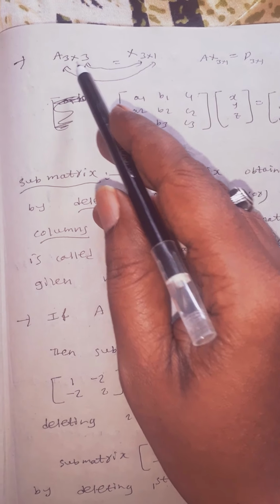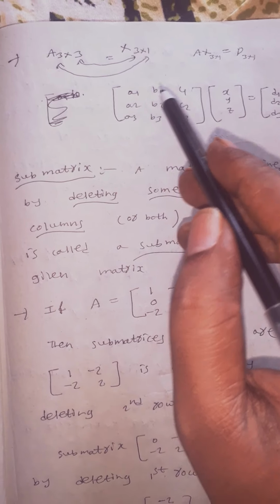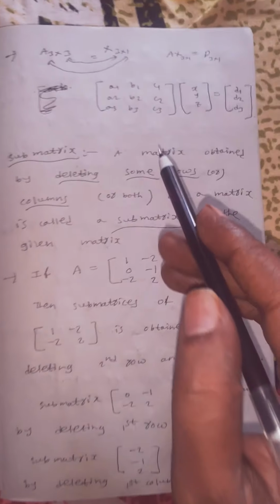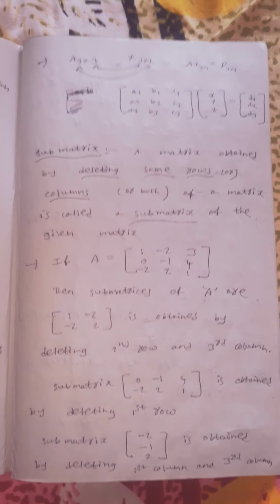So your condition is satisfied: column and row are the same. So what is the order? We will get 3 by 1. D also we got 3 by 1, or not? 3 rows and 1 column. In this way we will equate the equations.